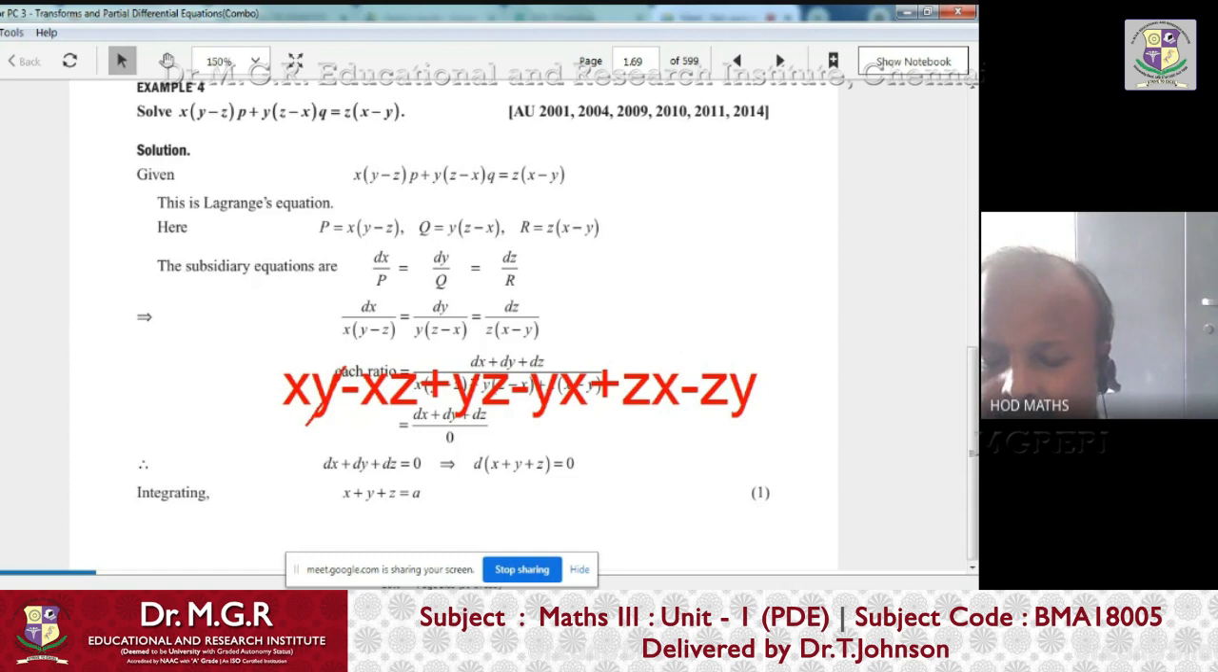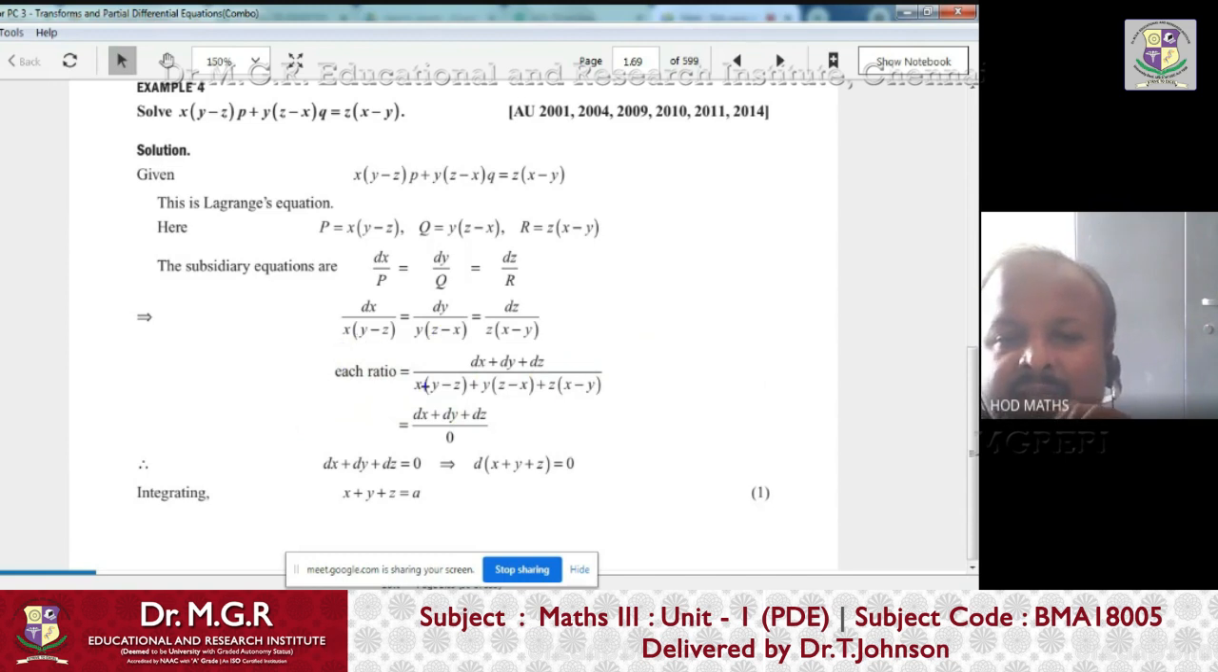See here: xy cancels, minus xz plus xz cancels, minus zy plus zy cancels. So what does it represent? If you multiply these terms and add them all, the denominator becomes 0, and in the numerator you add only dx plus dy plus dz. People think, oh, the denominator is 0, so it becomes infinity. Not like that. Here you are only finding the ratio of the differentials.